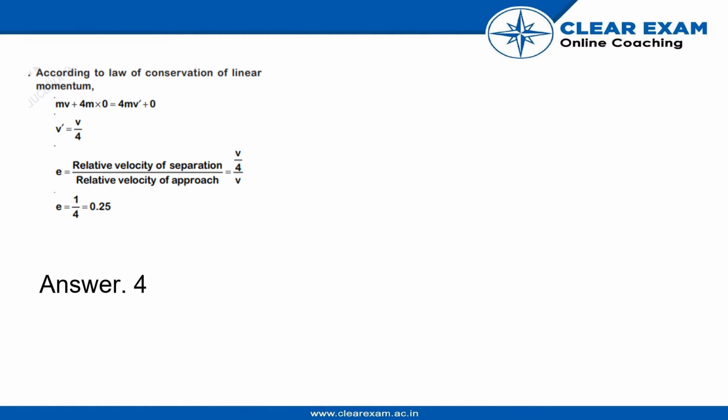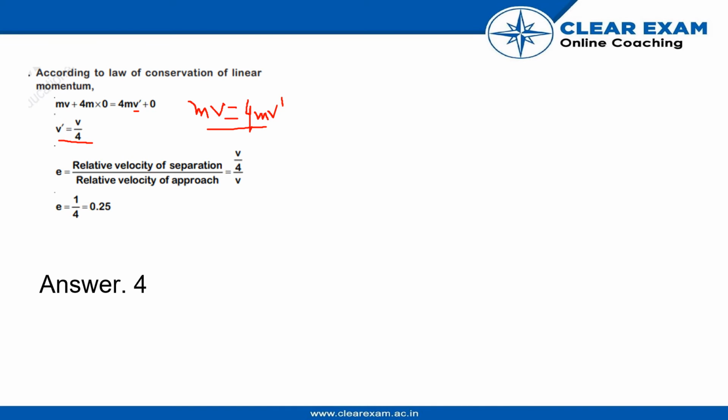According to the law of conservation of linear momentum, we'll get this equation: mv plus 4m into 0 equals 4m v dash plus 0. Here v dash is the velocity of the heavier block after collision, and by solving this we'll get mv equals 4m v dash. So we'll get this equation after solving this, and then we'll get v dash.